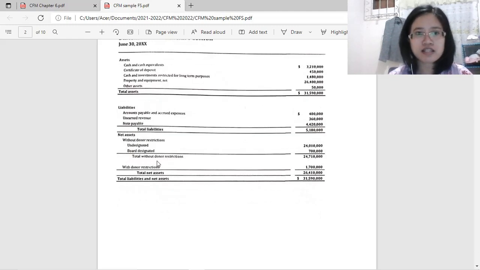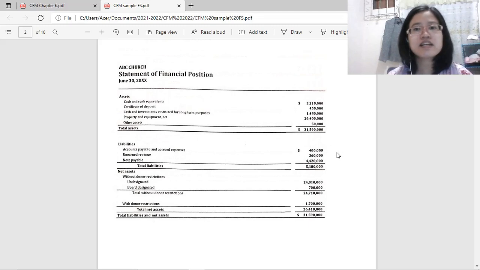And then we have the net assets or equity. Under these, we have the net contributions. You have here without donor restrictions and then with donor restrictions. Essentially, this is the difference between assets and liabilities. And then you have the total liabilities and net assets. So we call it the balance sheet because the total assets must be equal to the total liabilities and net assets.